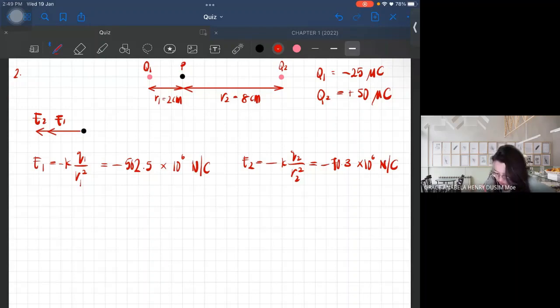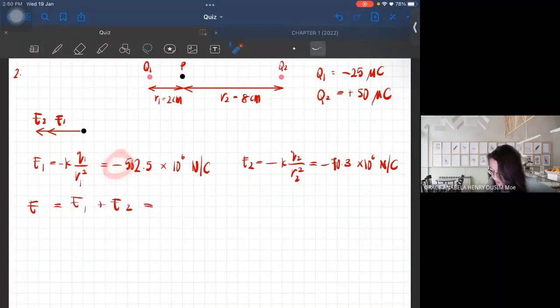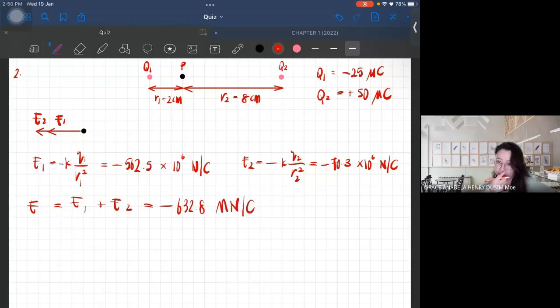Okay, so sekarang ni dia ada X and Y component. I mean dia ada Y component, so it lies on the X axis. So we can just directly add them together lah. So E1 plus E2. Make sure to consider the negative, the direction, because this is a vector. So you should get negative 632.8 times 10 to the power of 6 Newton per coulomb. Okay?